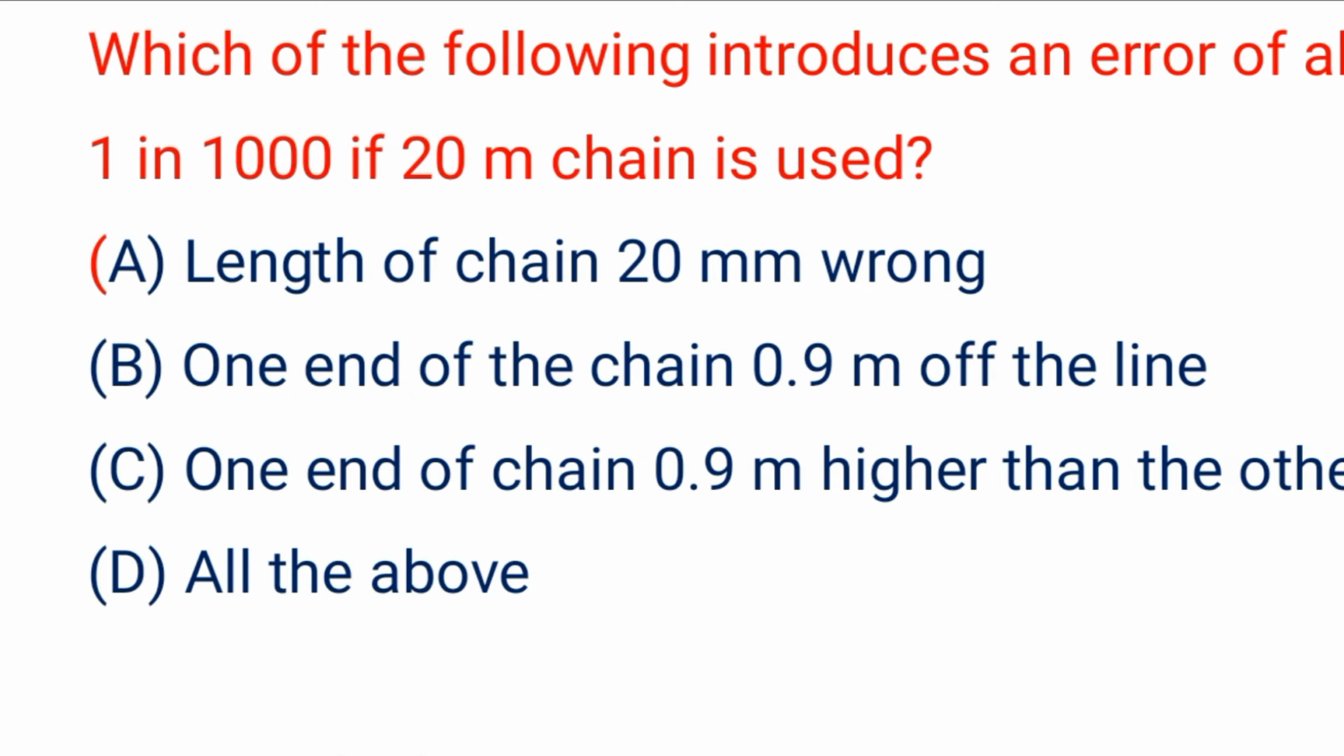Next question, which of the following introduce an error about 1 in 1000 if 20 meter chain is used? Option A, length of the chain 20 mm wrong. Option B, one end of the chain 0.9 meter off the line. Option C, one end of the chain 0.9 meter higher than the other. Option D, all the above. The correct answer is option D, all the above.